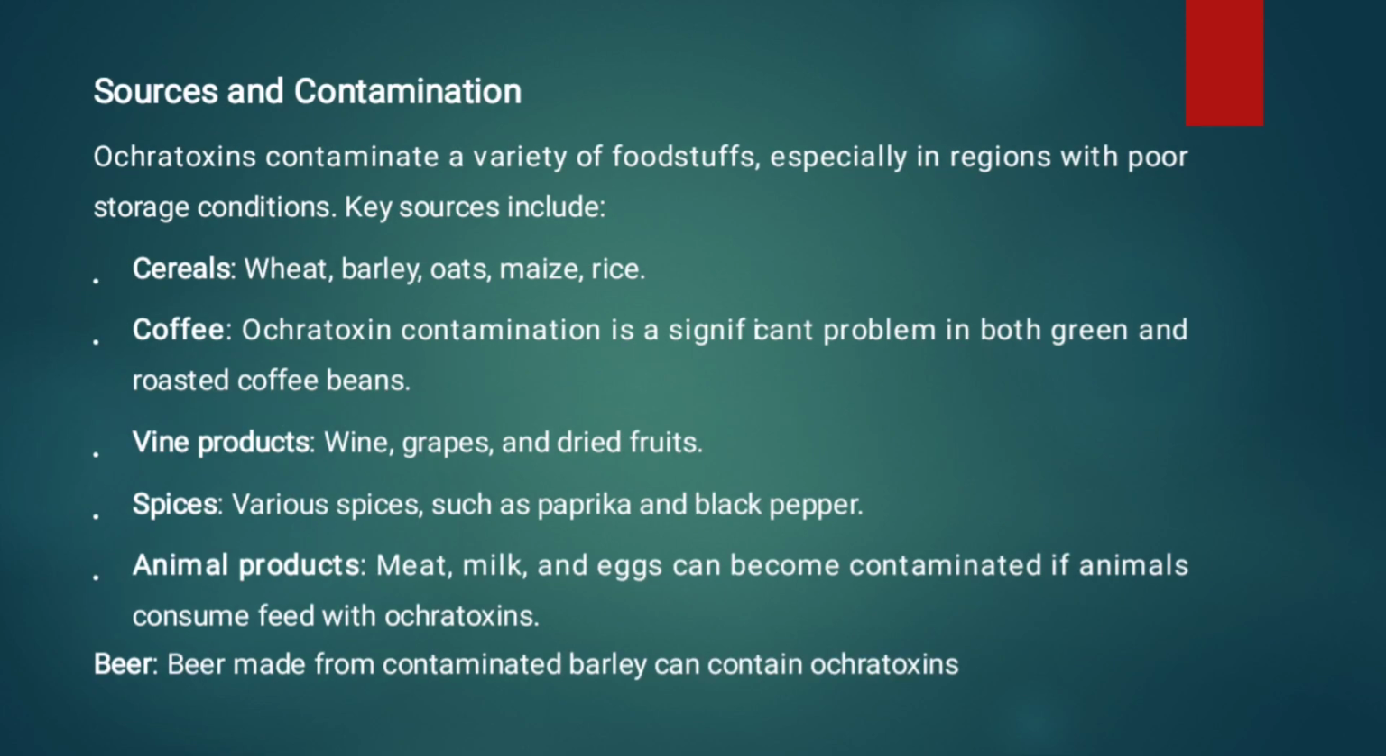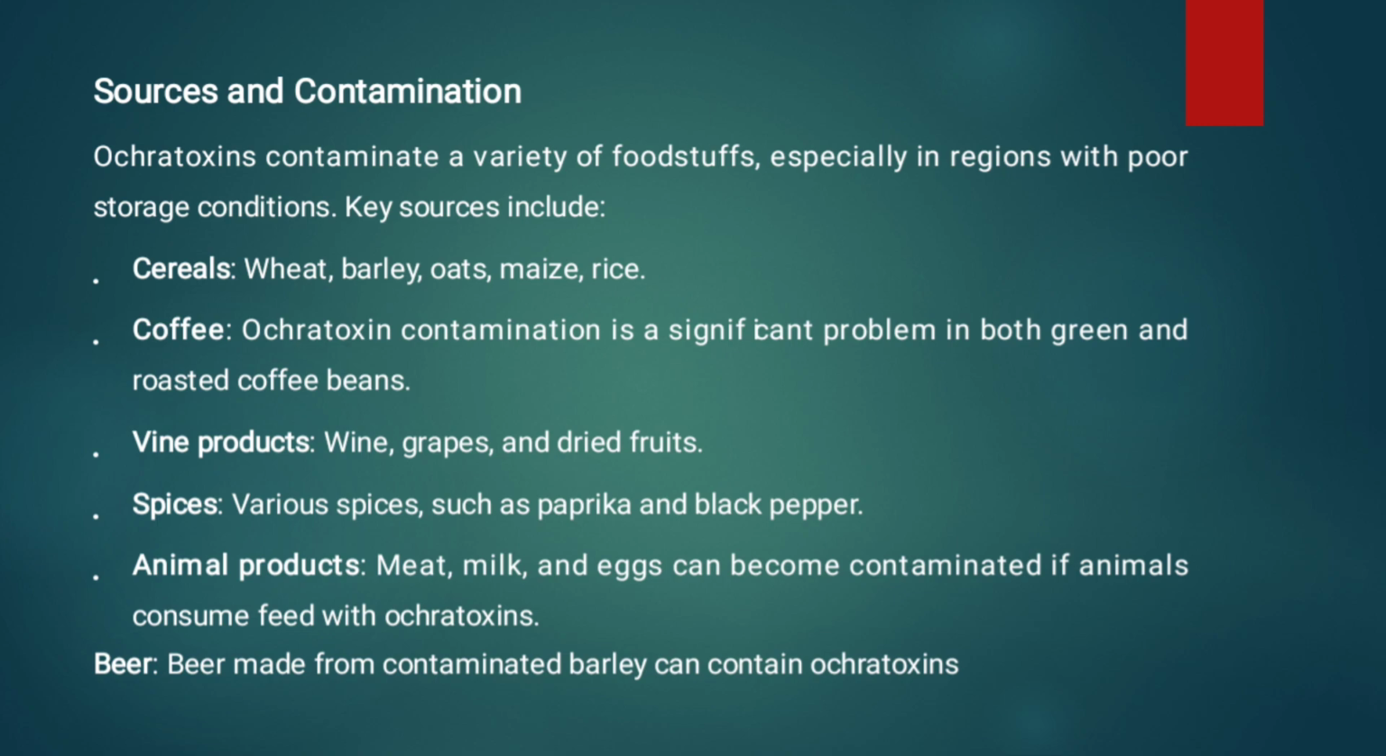And the next is the source and contamination of ochratoxin mycotoxins. Ochratoxin contaminates a variety of foodstuffs, especially in regions with poor storage conditions. Key sources include cereals like wheat, barley, oats, maize, rice, and coffee.